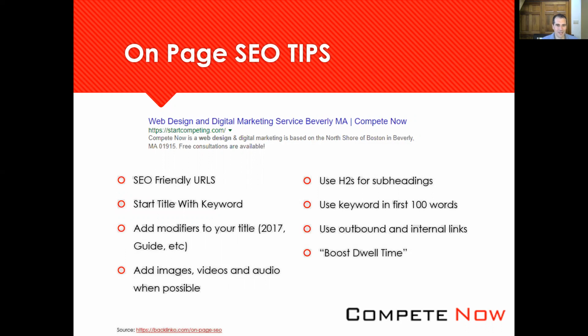When you're doing your on-page SEO, for a lot of WordPress sites, there's a plugin called Yoast. These settings are also on other templated programs, but make sure your URLs are SEO friendly. Start your title with your keyword, like in our case, it's web design. Add modifiers to your title, images, so there's all these different things you can do for on-page SEO that can make it a little bit better and a little bit better.